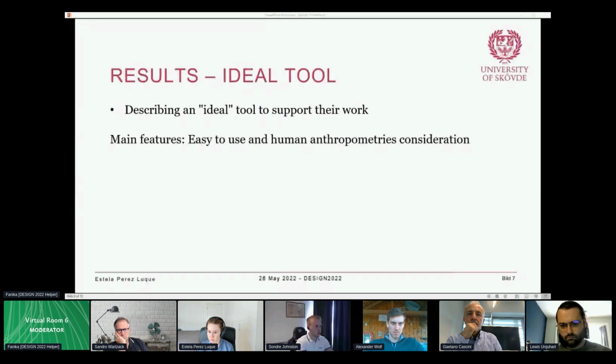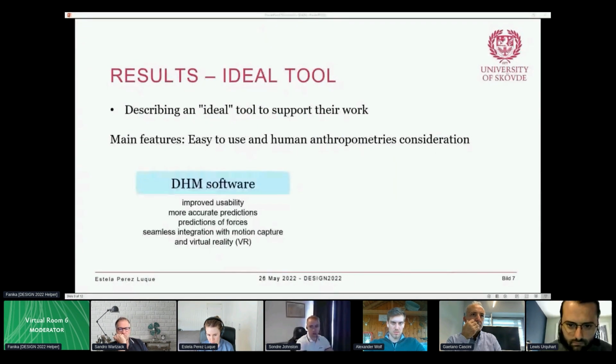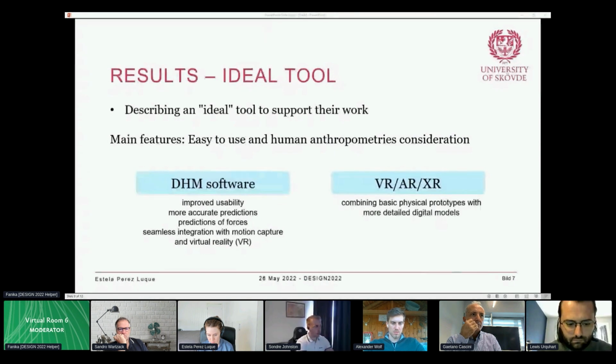Interviewers also visualize this ideal tool in two different ways. One of them is as a DHM software, but this digital human modeling software will have to improve some features, such as the usability or the predictions. And other interviewers saw this ideal tool as a virtual reality, augmented reality, or mixed reality tool that will allow them to combine the physical and the digital models at the same time.